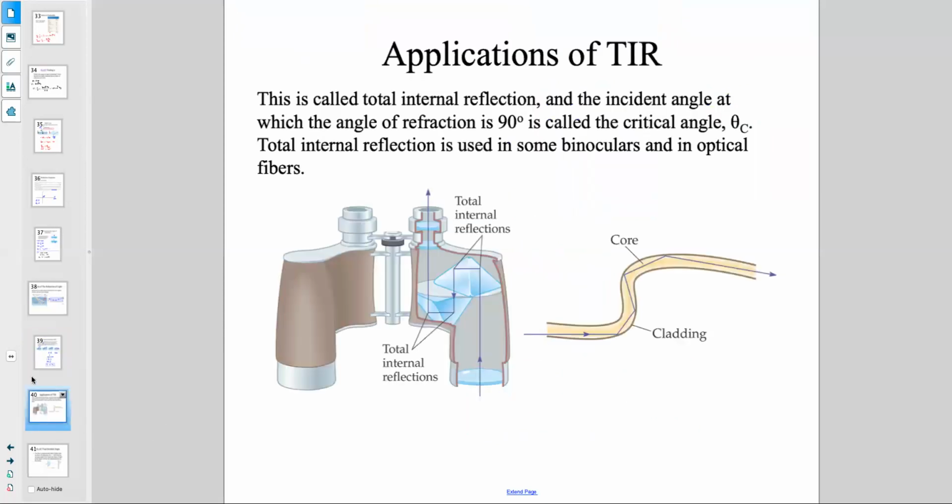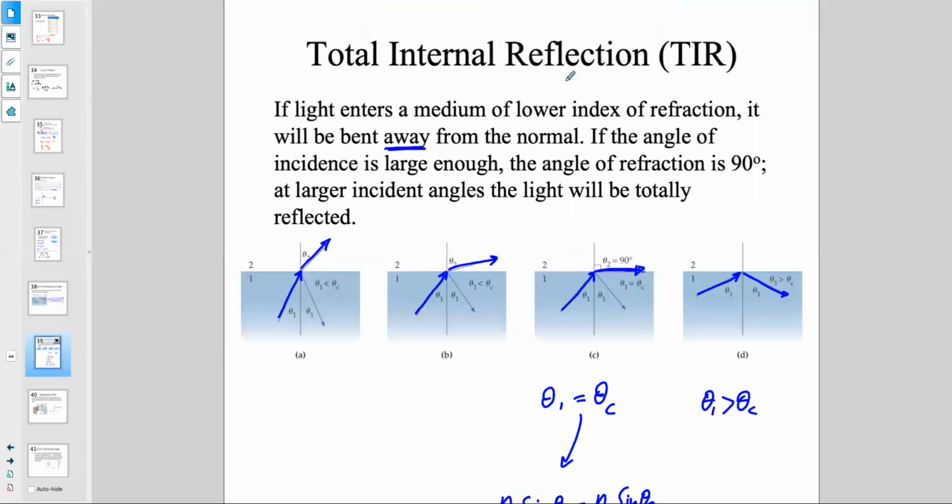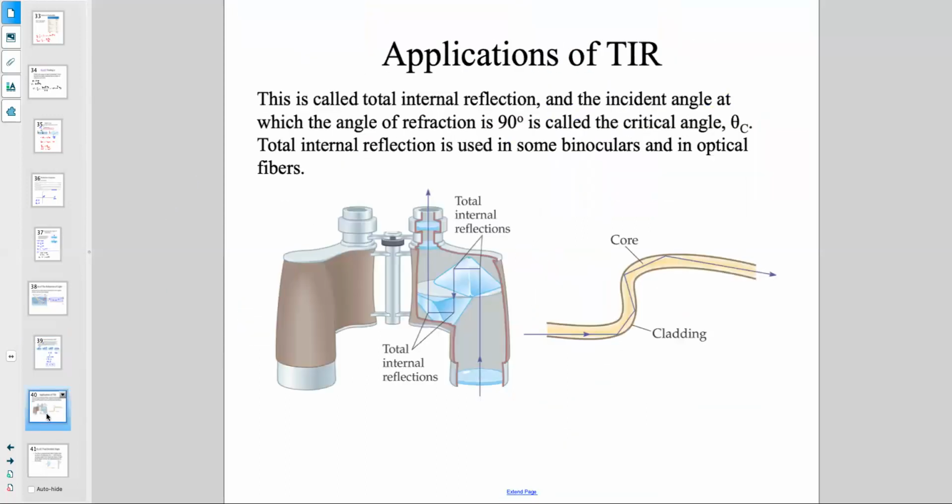So there, the TIR, or total internal reflection, has some features or applications. For example, in binoculars, you have 4 times total internal reflection happening: 1 time, 2nd time, 3rd time, 4th time. And in order to have the image, you don't want to lose any light, so you have to have the total reflection.